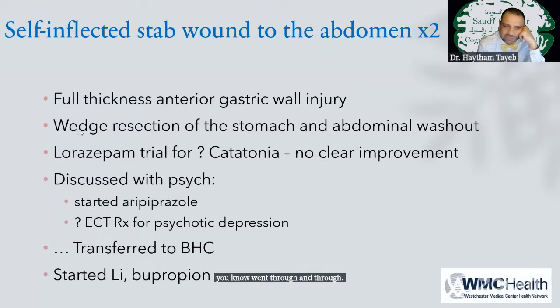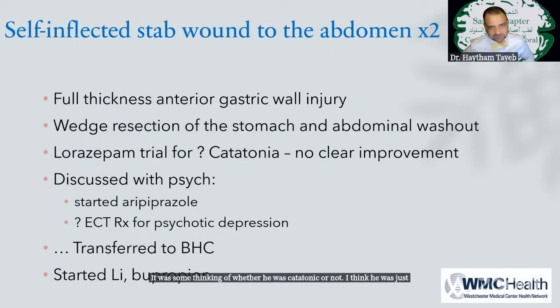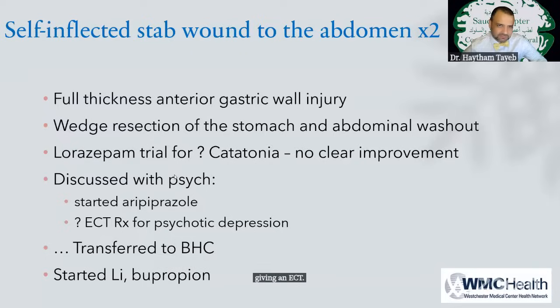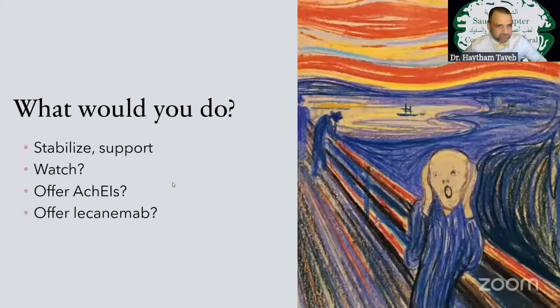He ended up having a wedge resection of the stomach and so on. And there was some thinking of whether he was catatonic or not. I think it was basically akinetic mutism that he was developing. He was admitted to psych for a little while, and they started him on lithium and up-titrated his bupropion, and they were considering giving him ECT. What would you do other than stabilize and support?